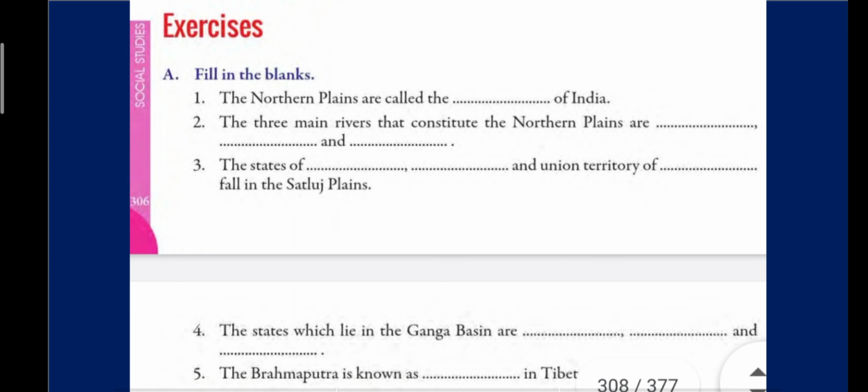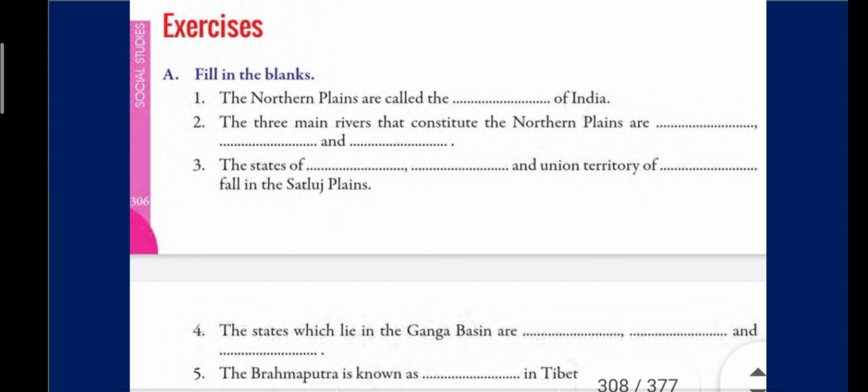Now, as you all know, we have completed our lesson 3, the northern plains. So today we will be doing the exercises, and the first exercise is fill in the blanks. Let us quickly start. Number 1, the northern plains are called the dash of India. The northern plains are known as the food bowl of India. So the answer is food bowl.